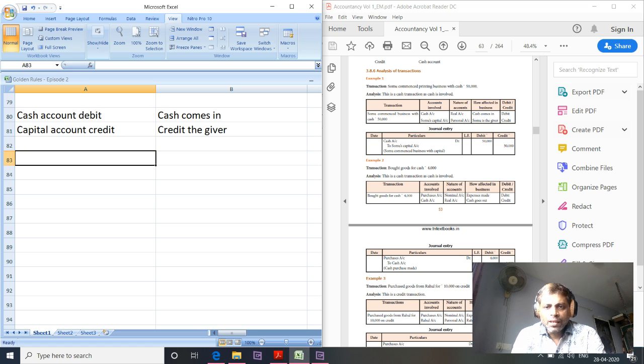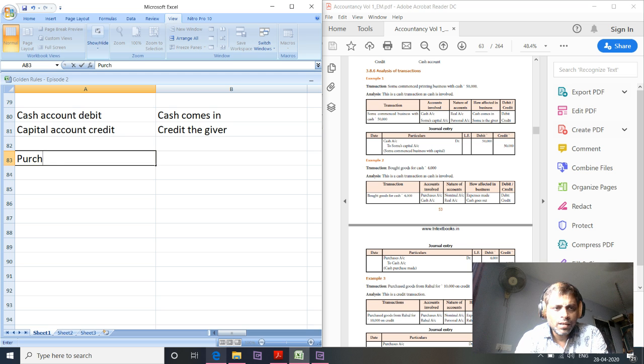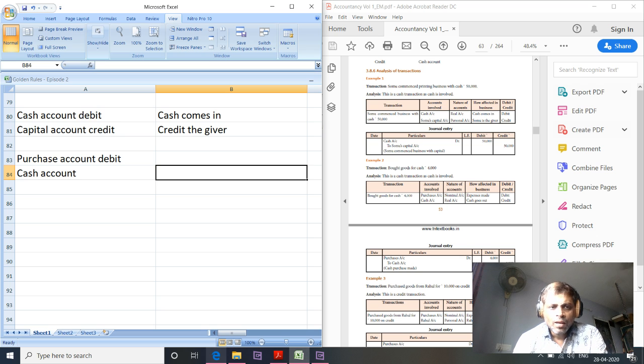Next example is bought goods for cash 4,000. What is happening here is we have bought goods for cash. Let's take purchase account debit and the credit will be to cash account. Why credit is cash account is because goods have been purchased for cash and cash is going out. Credit what goes out.